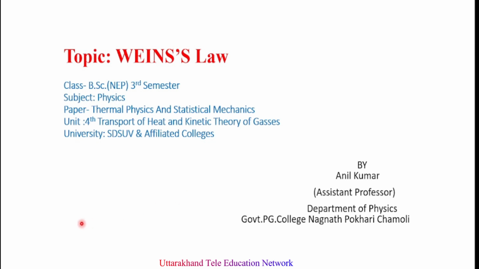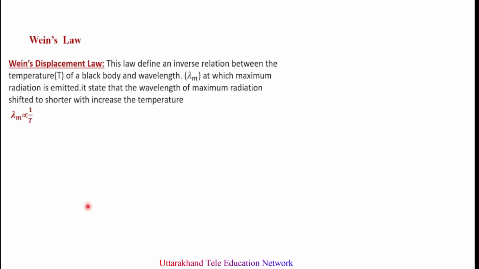Now my next topic is Wien's law. This is also a very important law for the study of black body radiation. We classify Wien's law in three parts. One is Wien's displacement law, second is Wien's fifth power law, and third is Wien's distribution law. Now we will discuss them one by one. First we discuss Wien's displacement law.